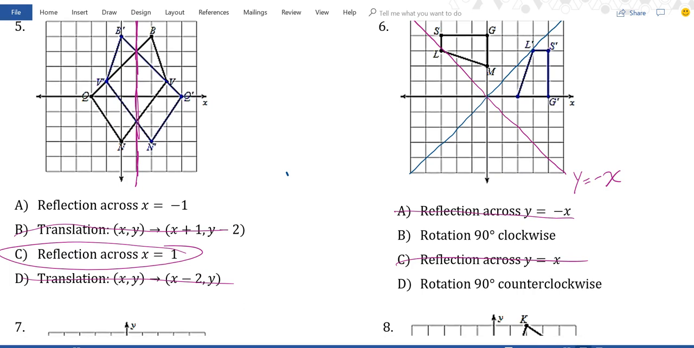Okay, now we see our choice here. We're looking at rotate 90 clockwise or counterclockwise. So the possibilities should tell us that we're at 90 degrees. We just need to pay attention to the direction.